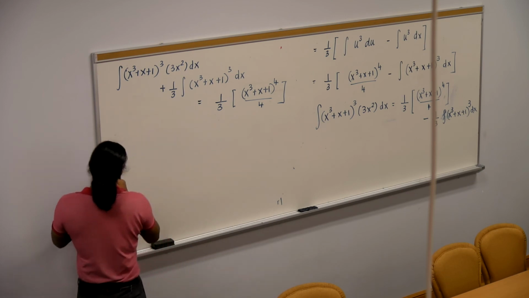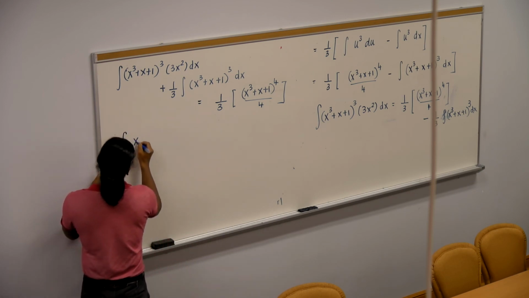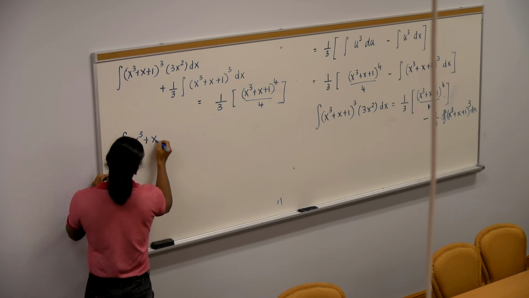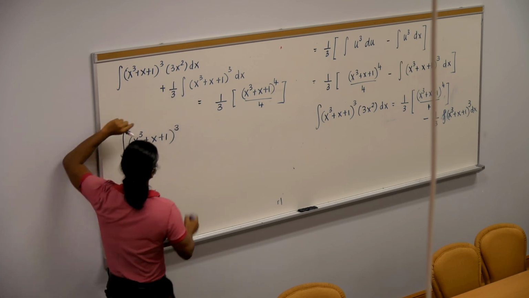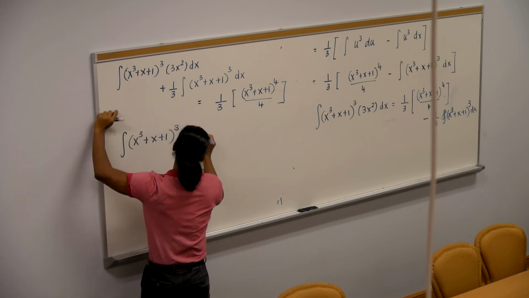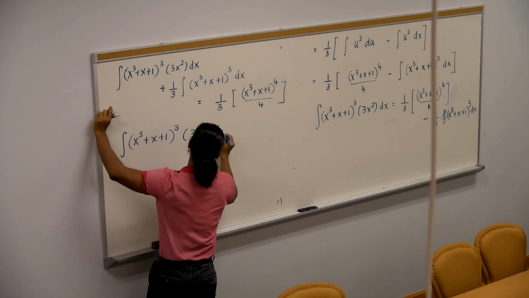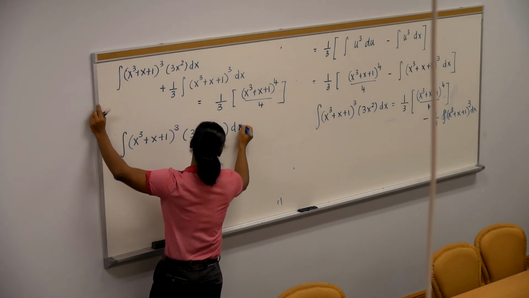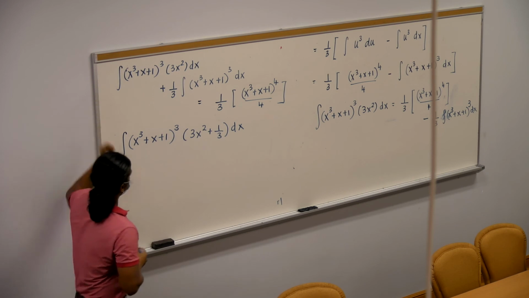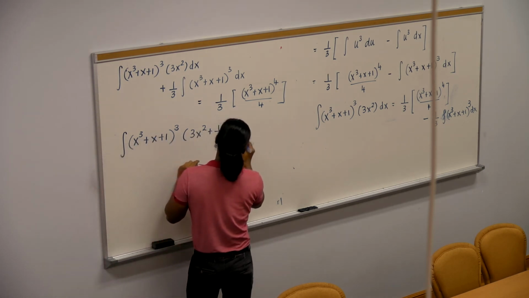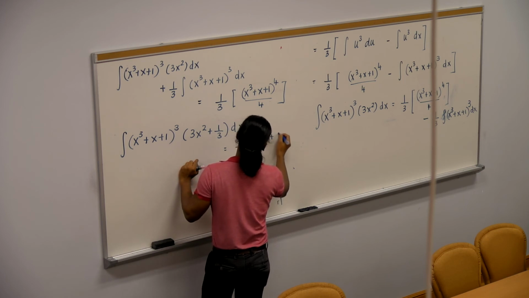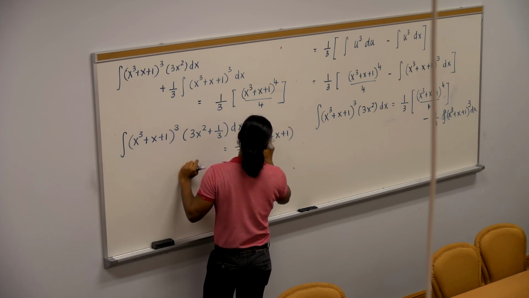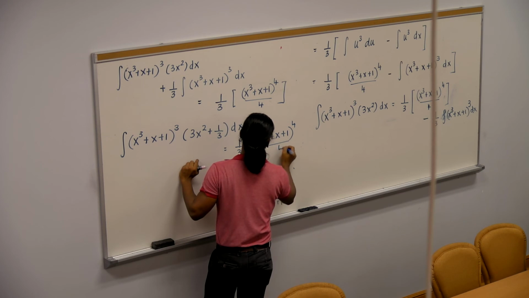If I combine those two, I would have (x cubed plus x plus 1) cubed. That's the common term, and I could write it as 3x squared plus 1/3 dx. And that would equal 1/3 (x cubed plus x plus 1) raised to the 4th over 4.